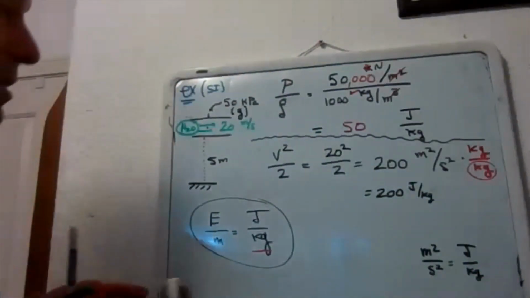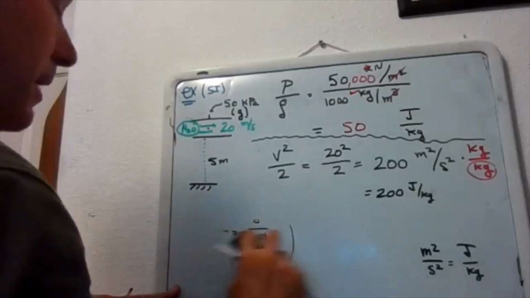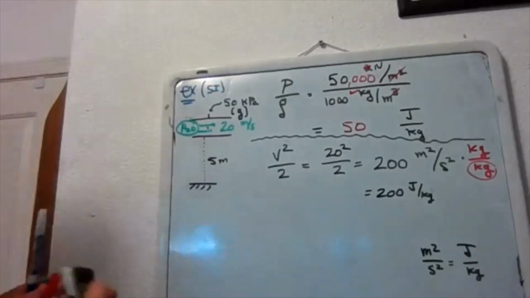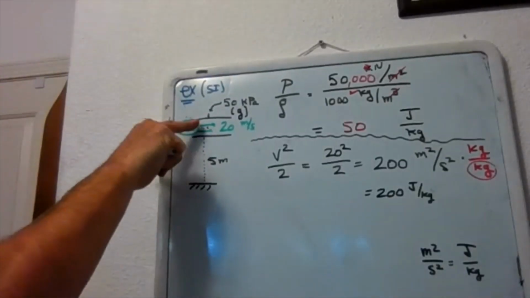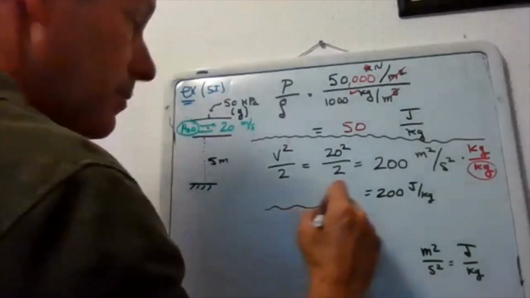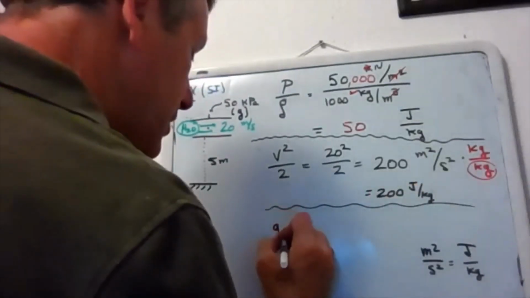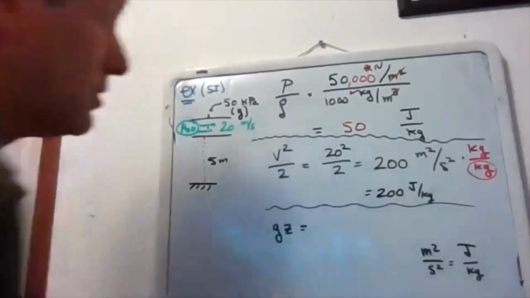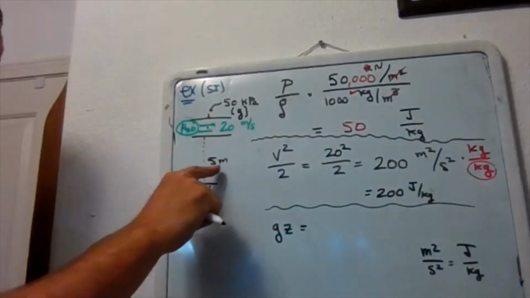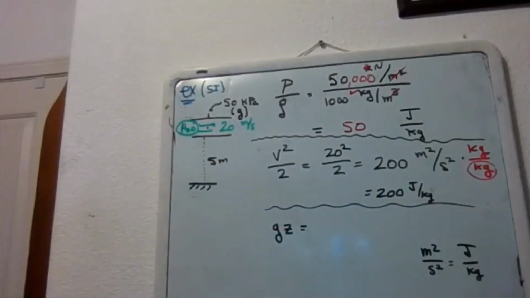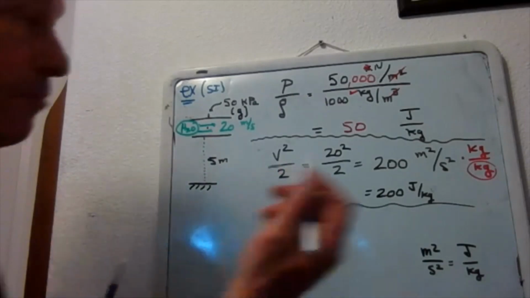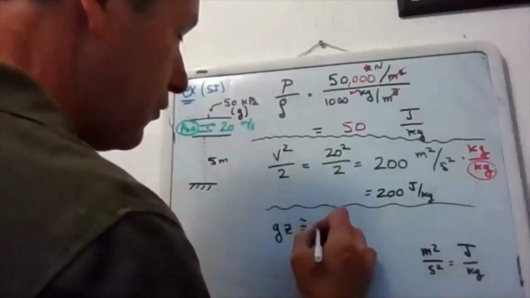Okay, last one to do. What about the actual potential energy that this fluid has? The fluid has the ability to do work because it's elevated, and that would be the gz term. So we can do that pretty quickly. It's going to be 5 times 9.81. That's going to be almost 50: 49.05. I'm just going to round it off to 49.